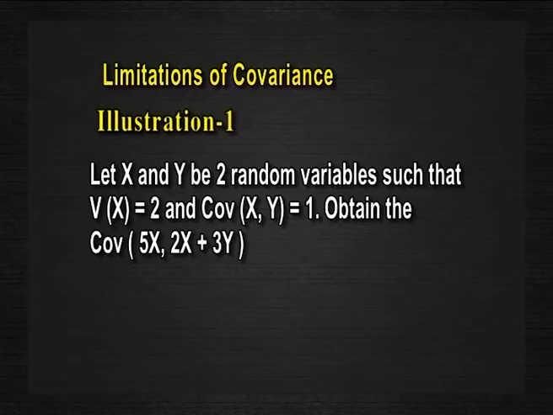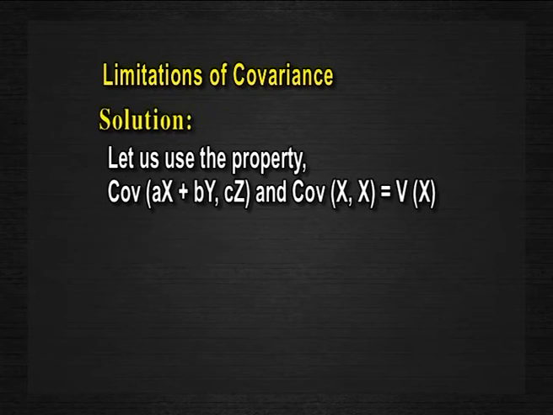Let x and y be two random variables such that variance of x is equal to 2 and covariance of x, y is equal to 1. Obtain the covariance of 5x and 2x plus 3y. To prove this result, we use the property covariance of (ax plus by) and cz, and covariance of x, x is equal to variance of x.